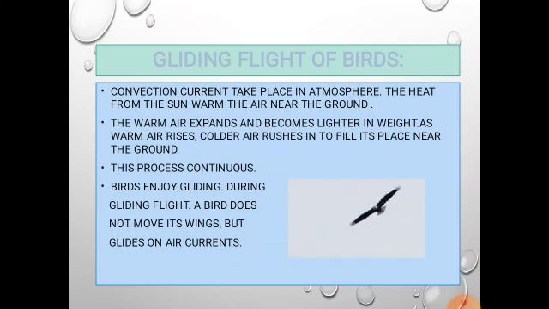Convection current takes place in the atmosphere. The heat from the sun warms the air near the ground. The warm air expands and becomes lighter in weight. As warm air rises, cold air rushes in to fill its place near the ground. This process continues. Birds like eagles, vultures and hawks take advantage of this phenomenon. They enjoy gliding. During gliding flight, a bird does not move its wings but glides on air currents. A lot of energy of birds is saved during gliding.